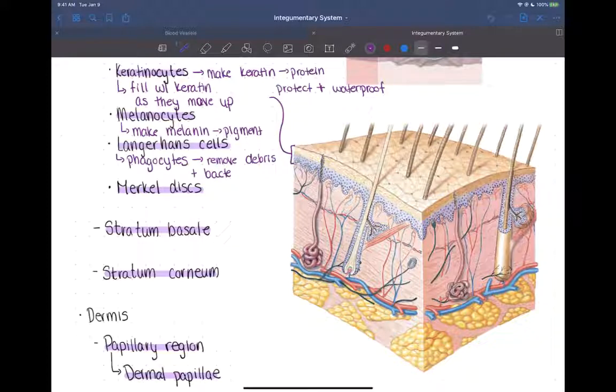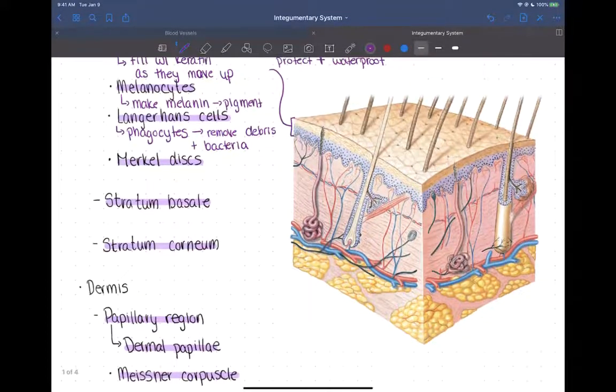All right. And then our last type of cell in our epidermis that you guys should know are called Merkel discs or tactile cells. They go by both names. And so these are going to be touch receptors. All right.